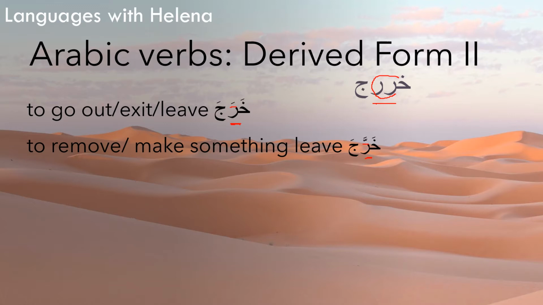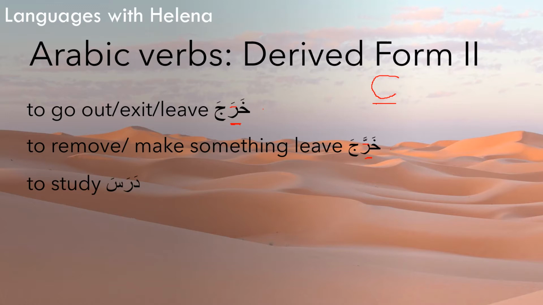With our derived form 2, it changes the meaning to the extent that it makes it sound like you're making someone do something. For example, for form 1, we have kharaja, which just means to go out, to leave. So ana akhruj is like I am leaving or I'm going out. However, if I say kharrajtu at-talib min al-ghurfa, that would mean I made the student leave the class. So it changes the meaning to a causative meaning. You're making someone do something.